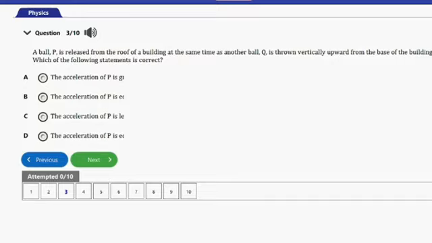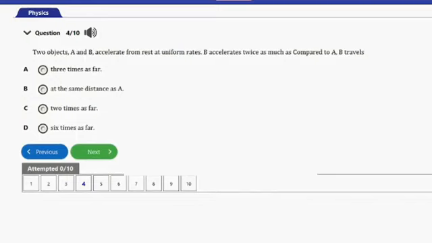Let's go ahead and consider the next question, guys. So that's question number 4 here. It says, two objects A and B accelerate from rest at uniform rates. B accelerates twice as much as compared to A. B travels... Alright, so guys, the answer to this question will be option C. That's 2 times as far. So if B accelerates twice as much as A, it will actually travel 2 times as far.